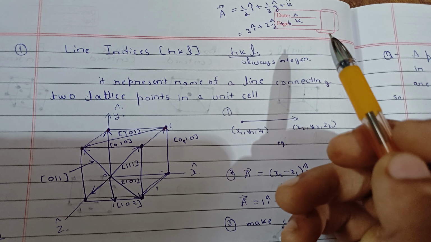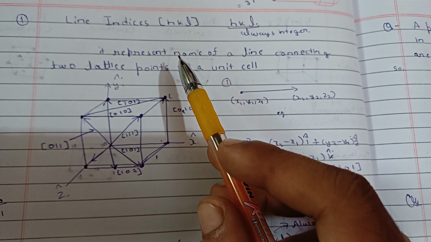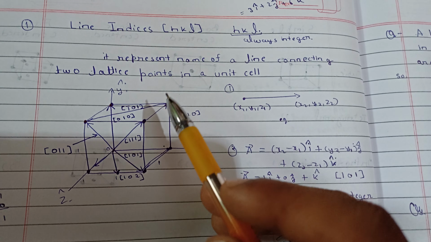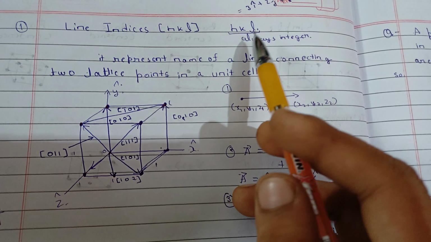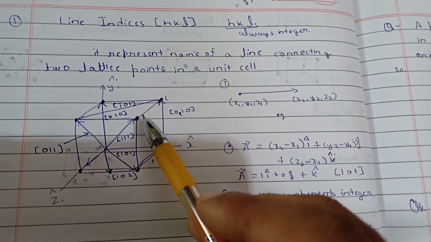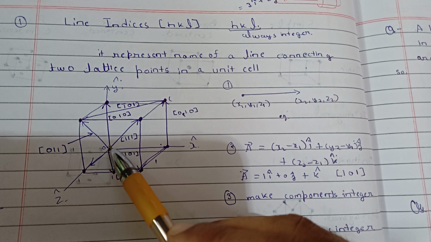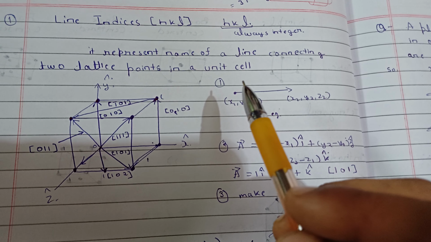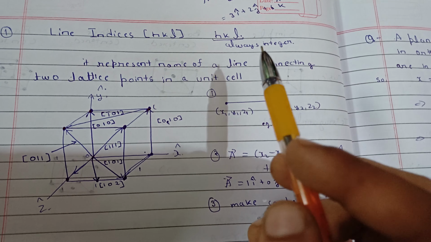So how can you find it? I will give you some steps. Just find that line's vector, and that vector will give you the name of that line, in the form of HKL. Like this is the origin, so it will be 0 0 0, and this is the corner point 1 1 1. After subtracting this from this, you will get 1 i cap, 1 j cap, 1 k cap. Then your HKL will be 1 1 1.